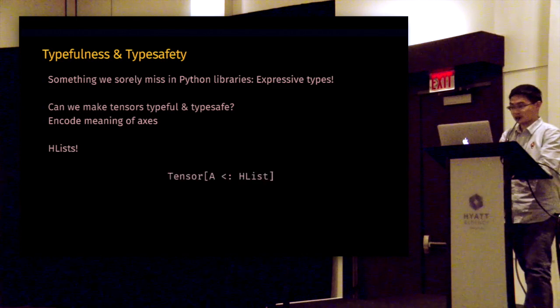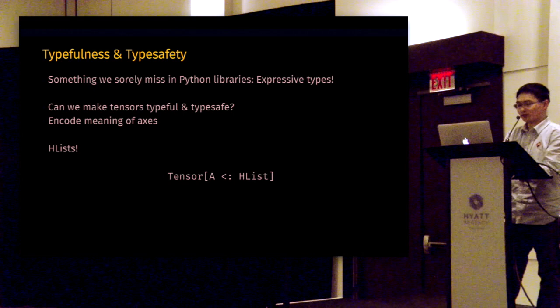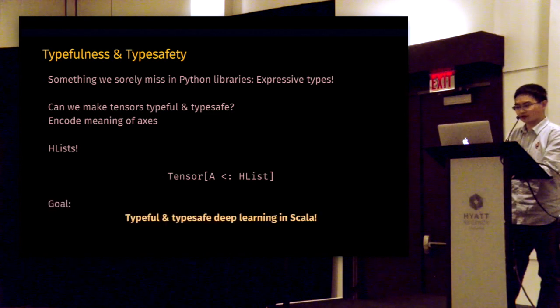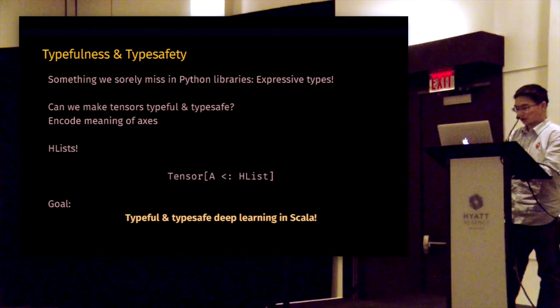That's the heterogeneous list. So we could have a tensor that's a trait or a type, whatever it is, or a class. It has a type parameter A, which encodes the axis, which is the H-list. So the goal is just to create a typeful and type-safe deep learning tool in Scala. During the next few slides, I would just show how we could do this in a very typeful way.